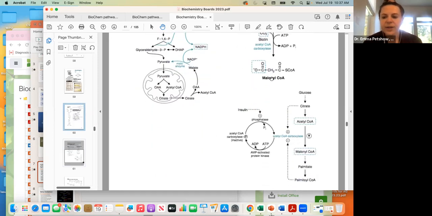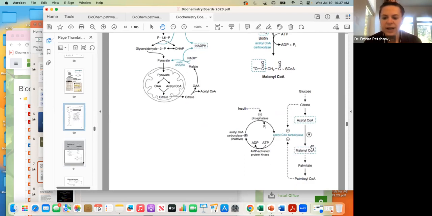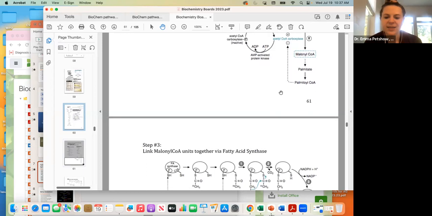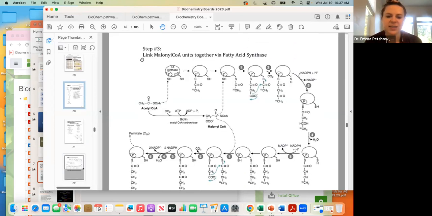And then from here, we just continue to do this process over and over again, adding 2 carbons every time. Once we've added 2 carbons over and over again, we eventually will have our 16-carbon palmitate. So this is how this process occurs. We essentially see we're linking these malonyl-CoA units together. We created malonyl-CoA a bunch of times, and we start linking them.